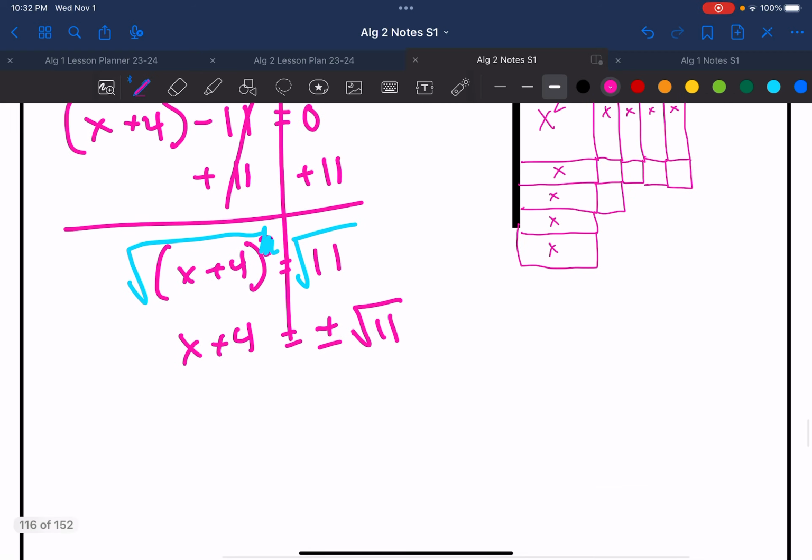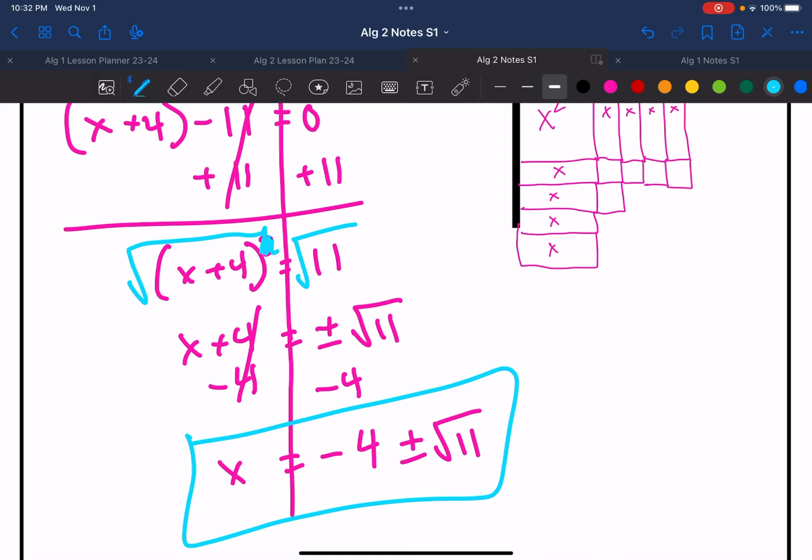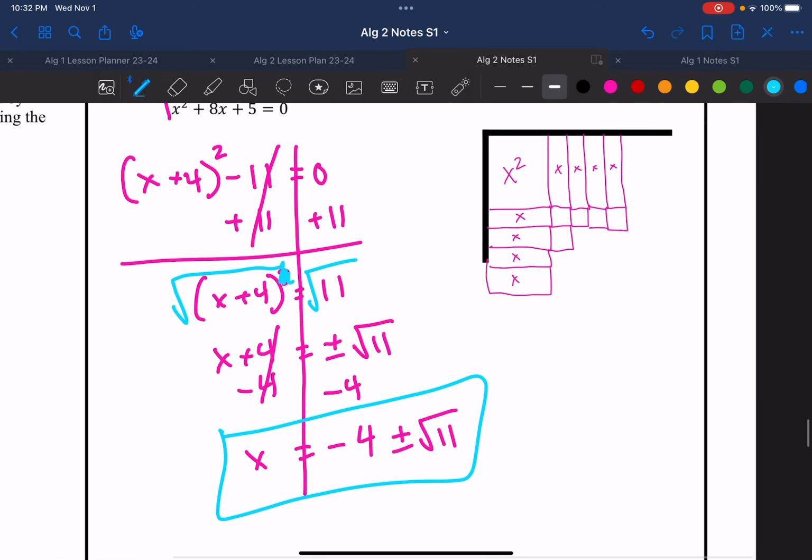Last step, I want to get that x by itself, so I'm going to subtract 4 from both sides. Again, this is kind of a review from what we did earlier this week. This would be my answer: negative 4 plus or minus the square root of 11. I know that's a little bit funky. Again, we were talking about this earlier this week, how it's kind of ugly sometimes, and we've got to be okay with that.